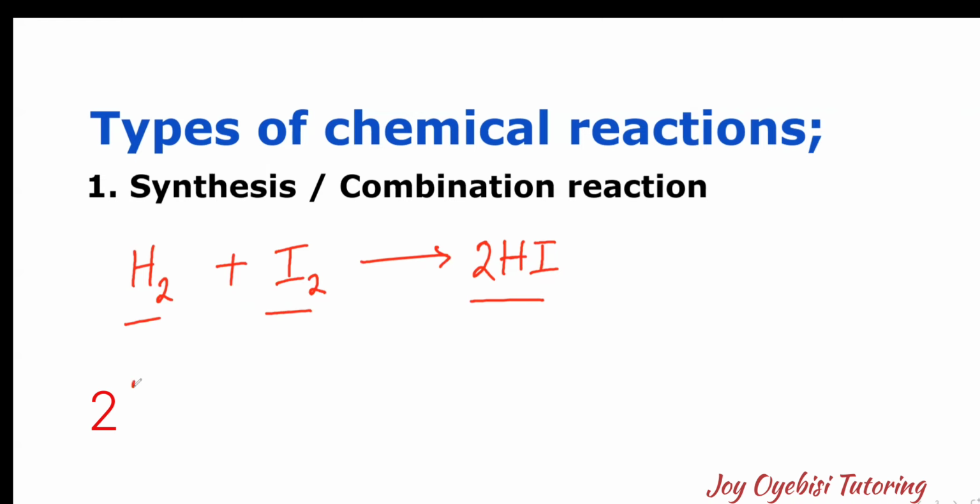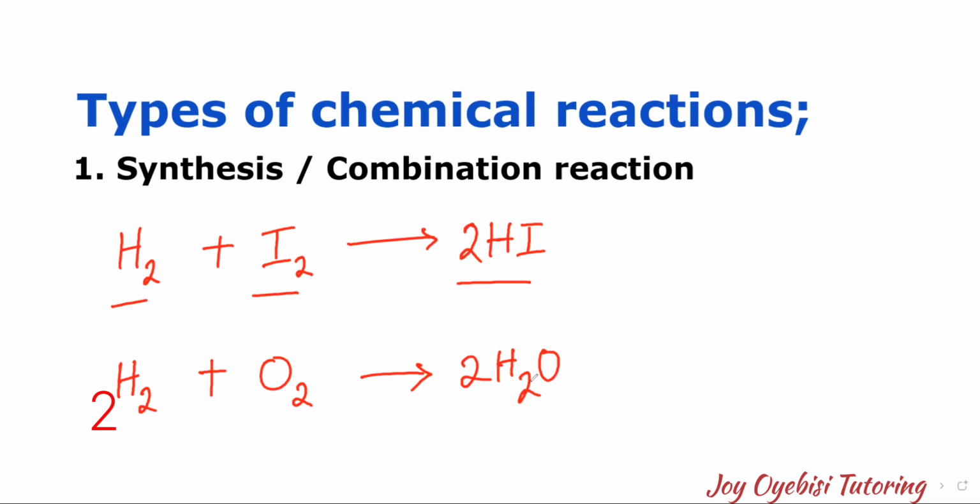Again, you also have H2, hydrogen, plus oxygen, and both of them give you H2O. One single product. So the best way to identify synthesis or combination reaction is that you may be adding two or more things, but the product would be one compound or molecule, just one product. So that is how you tell that you have a synthesis or combination reaction.